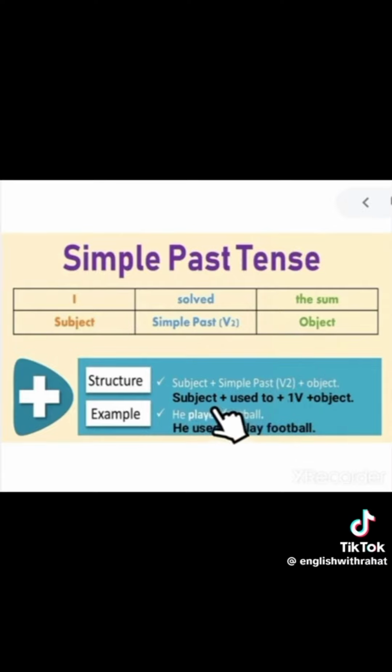Such kind of sentences we can translate by using used to. For example, he played football or he used to play football.